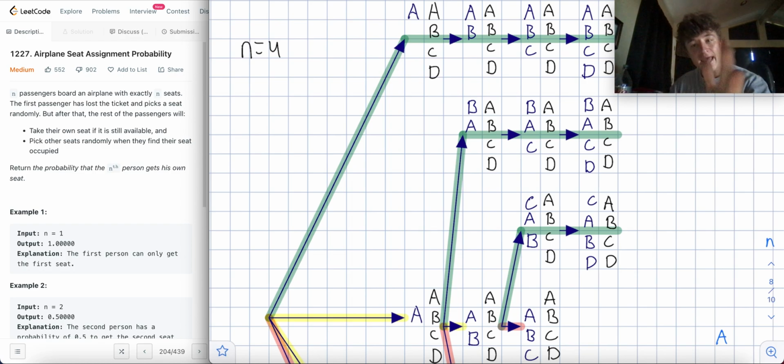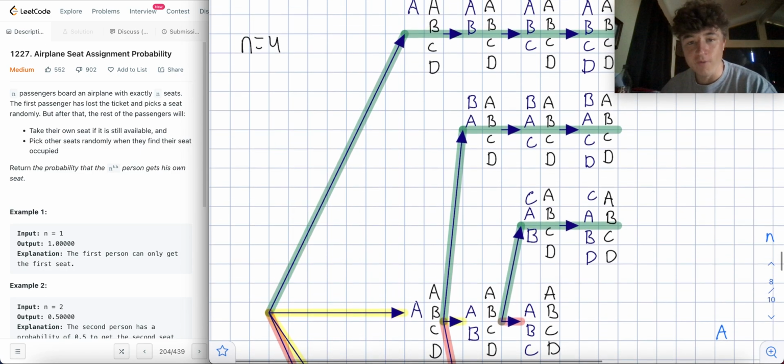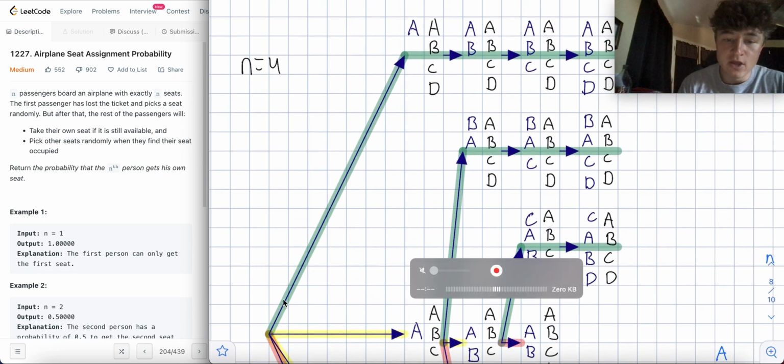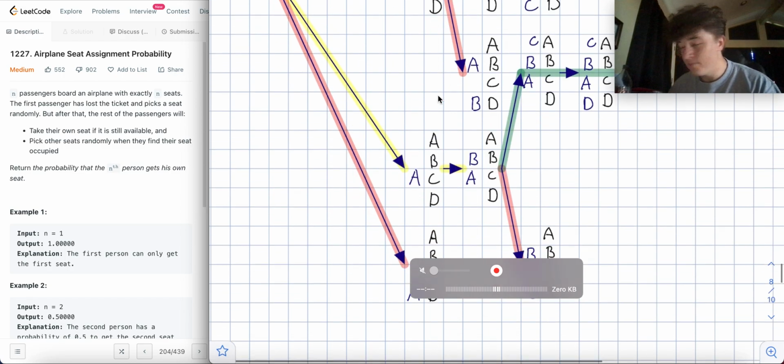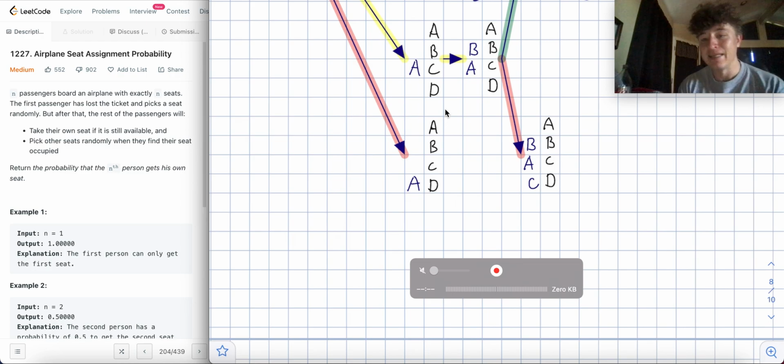So the first person A, second person B, the third person C, the fourth person D, and so on. But in this example, there's just 4 people. A wants to go in A seat, B wants to go in B seat, C wants to go in C seat, D wants to go in D seat. So 4 things can happen: either A picks its own seat, A picks B at random, A picks C at random, or A picks D at random.